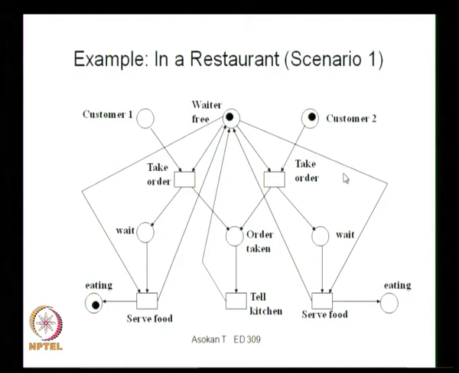So he is taking the second order, customer 2, and you can see the tokens are moving here, the order is taken and the customer is waiting, the order is taken and then the kitchen is told about the order. So this is activated, and then you get the serve food transition, and the customer is eating and the waiter is free now.